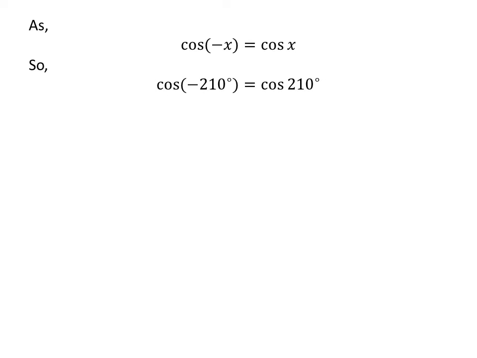Let us apply the above identity for cosine of minus 210 degree. Here x is 210 degree. So cosine of minus 210 degree is equal to cosine of 210 degree. As 210 degree is equal to 270 degree minus 60 degree, so cosine of minus 210 degree is equal to cosine of 270 degree minus 60 degree.